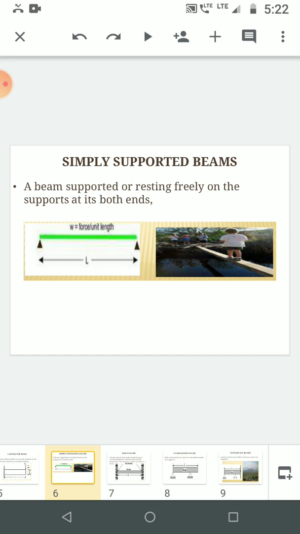The second one is the simply supported beam. A simply supported beam is also a type of statically determinate structure, and it simply rests on two joints. One joint is known as a pin joint and the second joint is known as a roller joint. Means we can simply see a beam rests on a pin support and a roller support. It is called a simply supported beam.